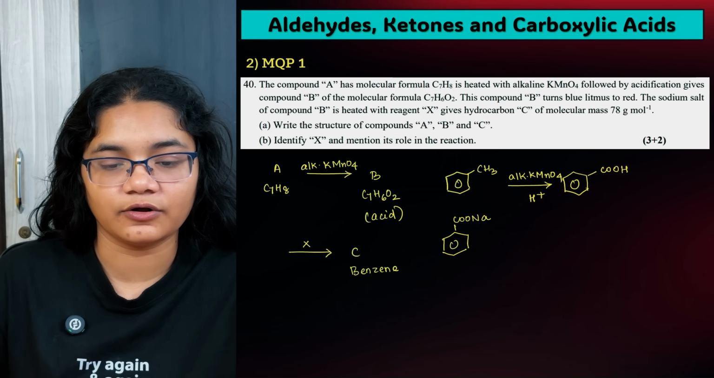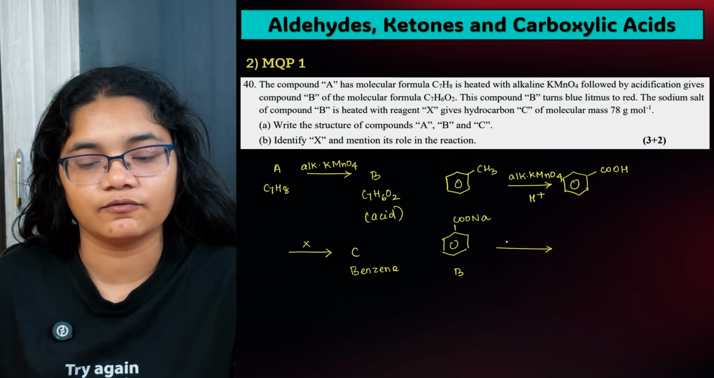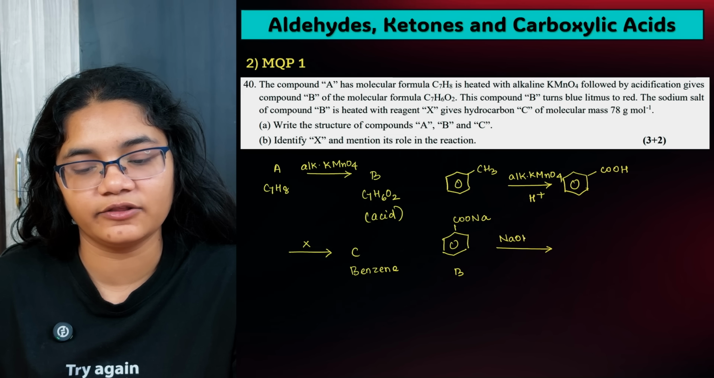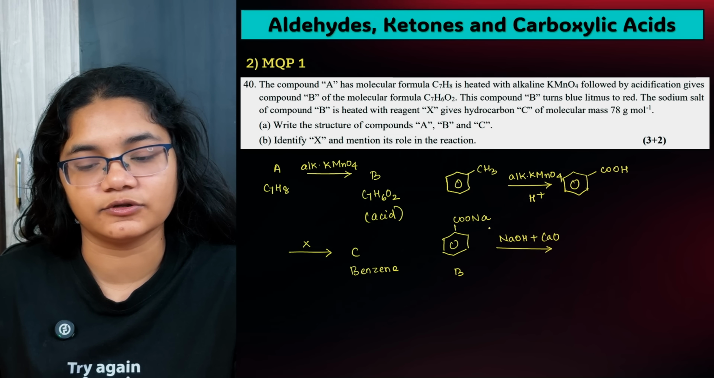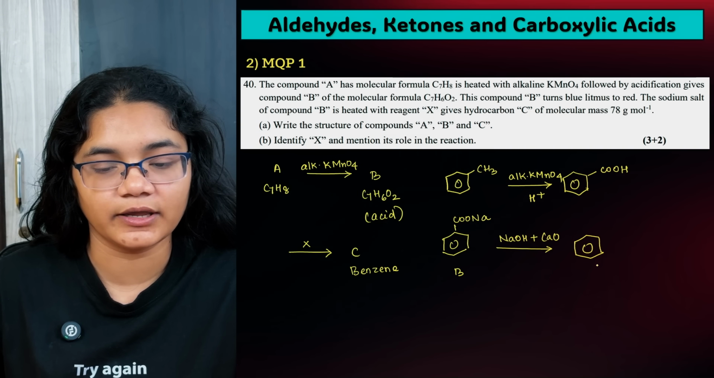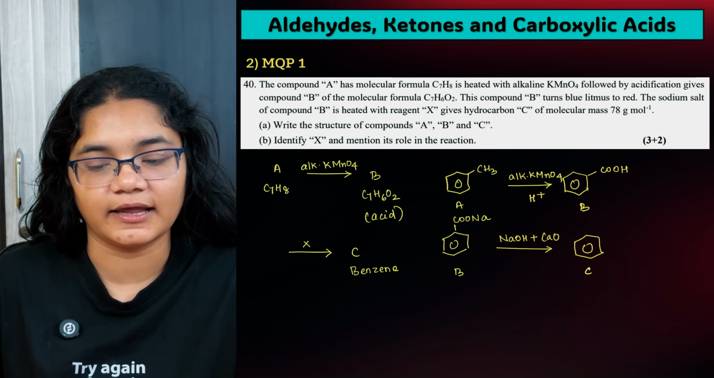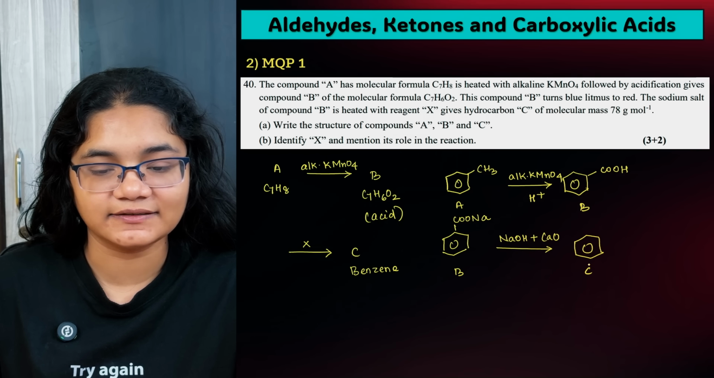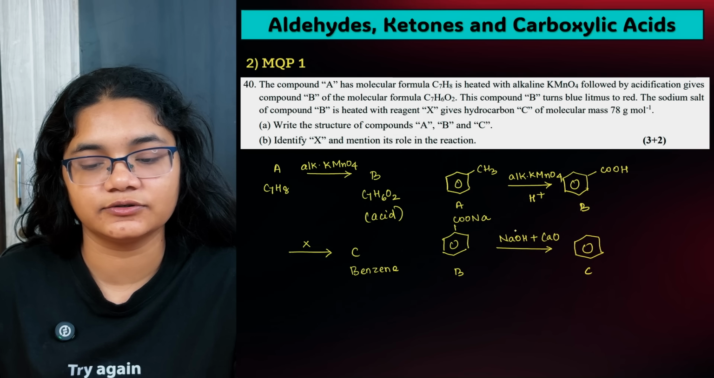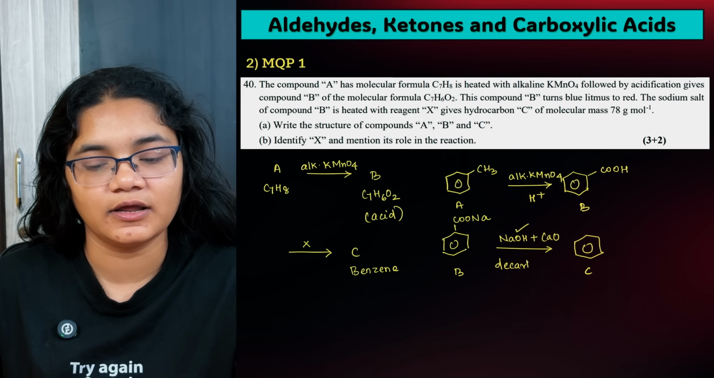The sodium salt of compound B is heated with a reagent X. What is the reagent here? NaOH plus CaO, the soda lime, which will undergo decarboxylation to give you a compound which is benzene. So we have identified this is A, this is B and this is C. Now identify X and mention its role in the reaction. So X is nothing but soda lime, and what is its role? It is used for decarboxylation.